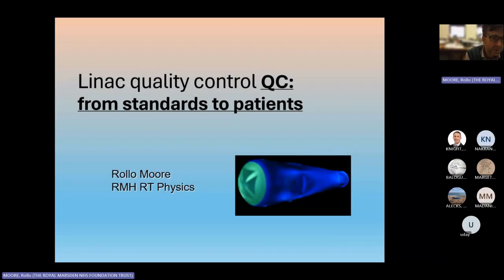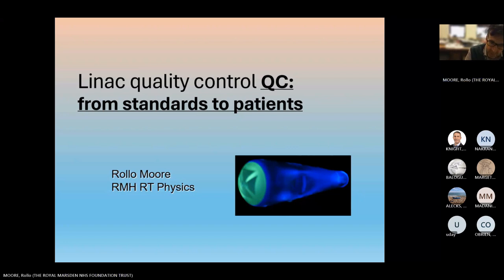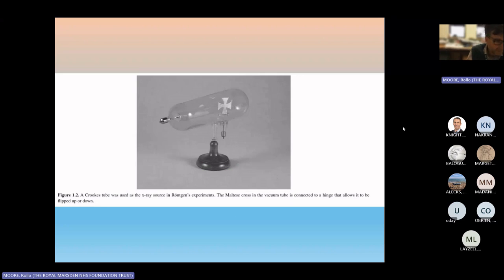LINAC quality control, that is to say linear accelerator quality control, from standards to patients. On the picture you can see a beautiful image of fluorescence from glass of accelerated electrons in a very early tube, a low pressure gas-filled tube. This was known to create that fluorescent image at the far end, away from the electron source, the gun that was thermionically emitting electrons way back in the early 19th century, I should say 20th century, sorry.